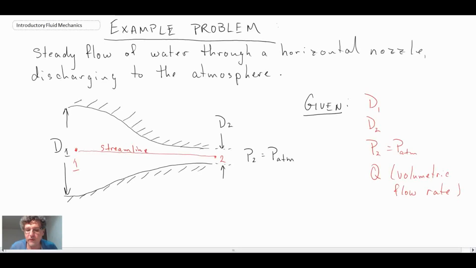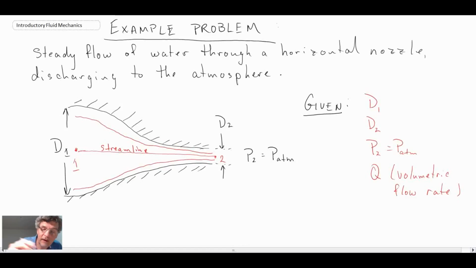If we were to do flow viz of this nozzle, we'd probably have other streamlines doing things like this. And we could apply Bernoulli to those as well, provided that they're not too close to the wall, but we won't be doing that. We'll only be looking at the one going right down the middle. So that's one that we'll be taking a look at in this example.